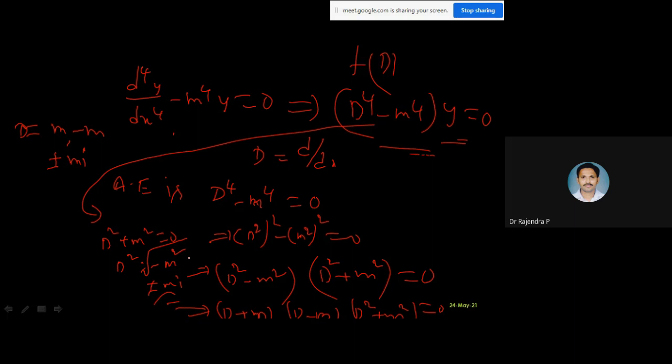Yes, sir. Have you got it? Okay. So now I'm going to write the complementary function. How many roots are there? Four roots are there. So as you wish, you can take the order as I told you.